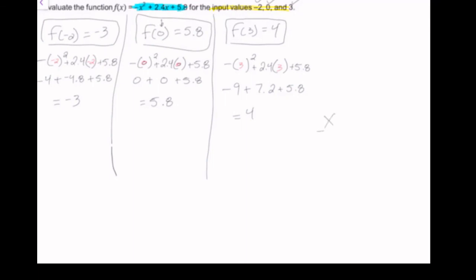What does this all mean? Make a table. With a table, we can now graph the points, but I will not graph this example. I just want to emphasize the table part. What's another name for y? f of x.